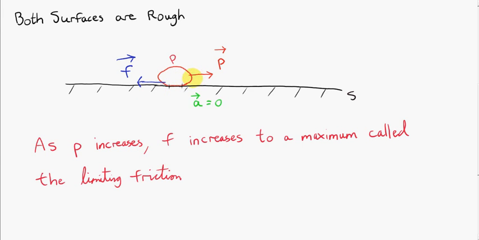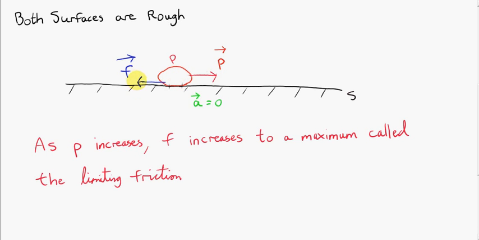Now, we can imagine the particle was initially at rest, and we start applying a force on it to the right. Now the force could start off at zero, then we could have a small force P acting to the right. We could keep on increasing P, and still the particle doesn't move. We could increase it further, the particle remains at rest, and so on.